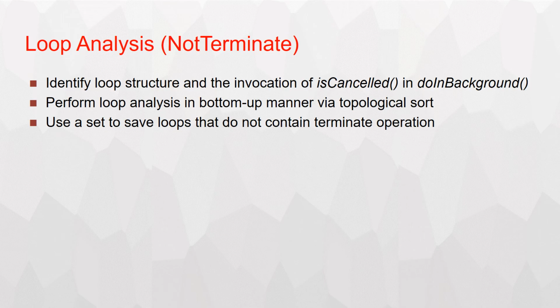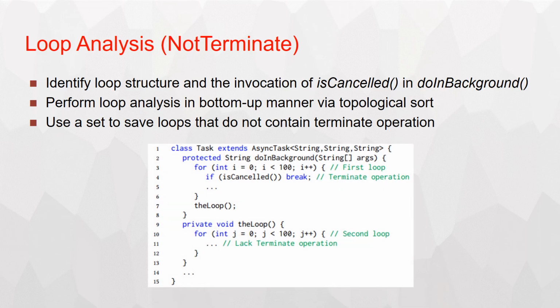The third part is loop analysis. We identify loop structure and detect whether cancelled is invoked to jump out of the loop. Different from type state analysis and reference analysis, we perform loop analysis in bottom-up manner with topological sort. Here, we calculate the loop sets for callees and merge them to callers until we reach doing background, the top-level caller. In this example, there are two loops within the doing background method. The first one is valid, and only the second loop lacks terminate operation.